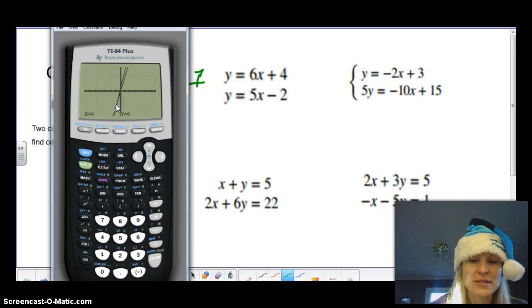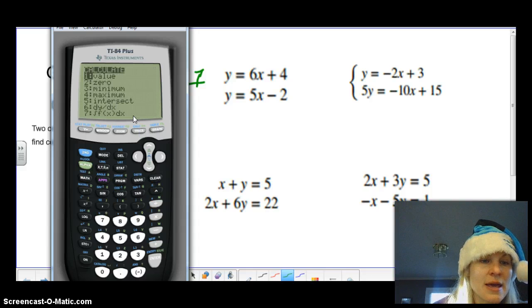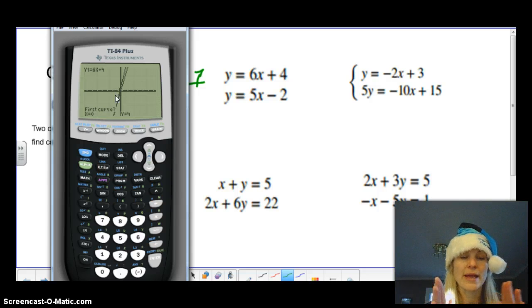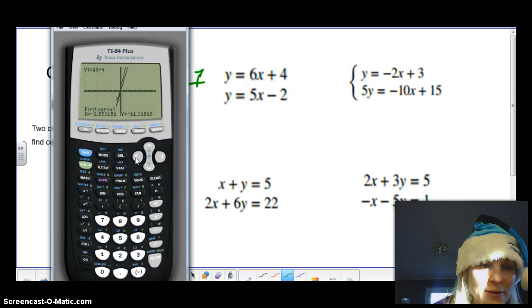So you might want to write these steps down to help you find the intersection of these lines. So the first step is to go to second calc, okay? And you can see from our options here, 5, which is intersect, is an option. So we want to choose that. Now it says first curve, so we want to give it a range to find the intersection from. So I'm going to left arrow down about where I think this intersection is. So maybe somewhere around here.